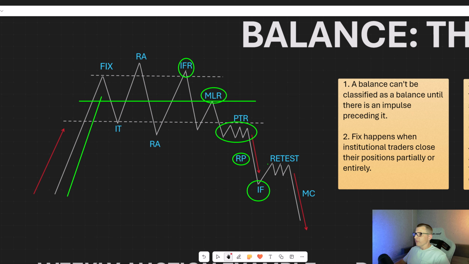Then we see a formation of retest. The price, the auction accumulates some volume here. And then we see move continuation. MC is a move continuation. All right. Understanding just this balance structure, which is actually the market structure, moves you two steps ahead of any other retail trader. Okay, now I'm going to give you some examples.